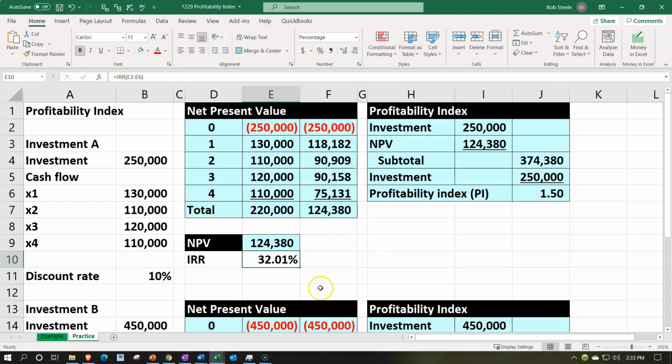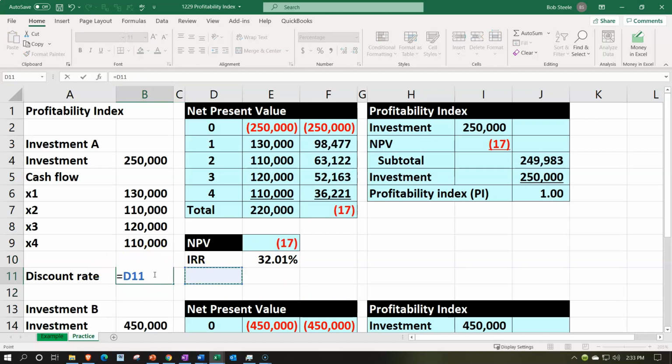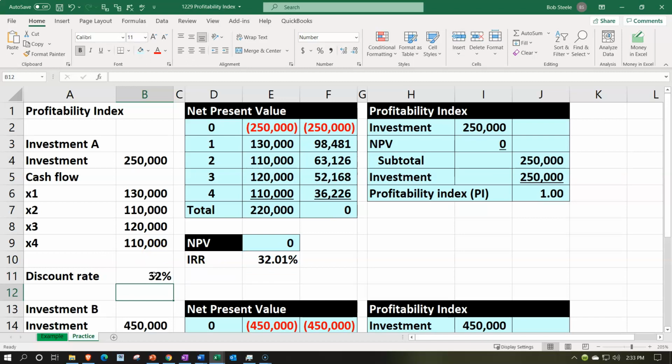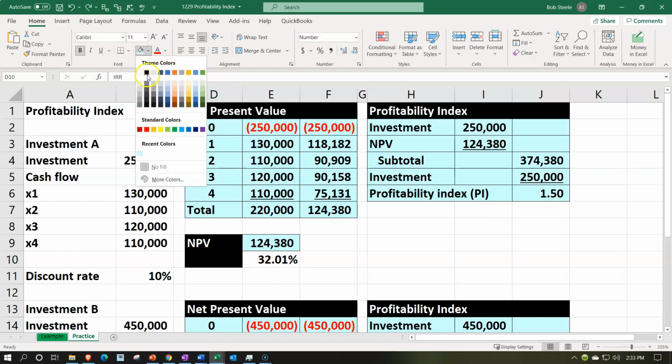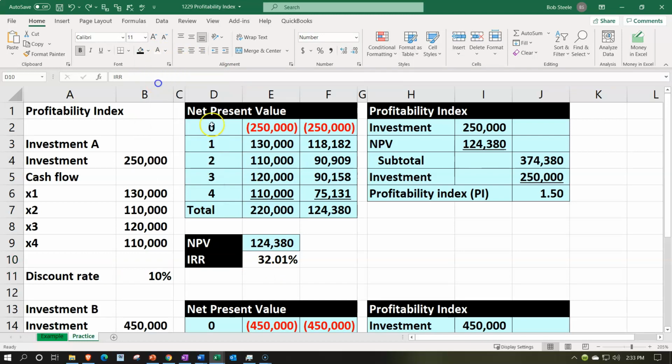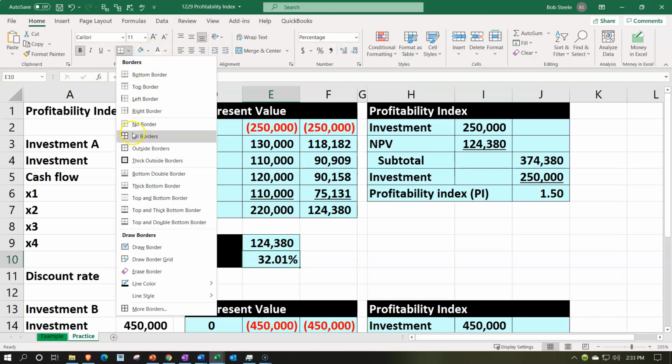So there is that. So in other words, if you made this cell, I'll do it real quick, this is the 32.01, if you made this cell equal to that exactly, it would make it 0, right? That's the number that would make that 0. So I'm going to undo that, bring that back to 10%. Let's go ahead and just format this. I'll make this black and white, and let's make this blue. I'll just add this to our worksheet here. So we have that included.